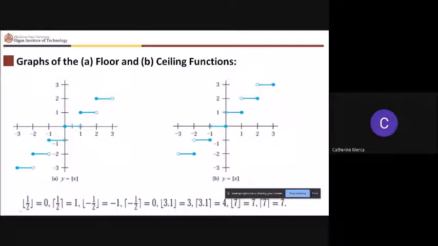Kanina pod, if you take a look at negative 1/2, ang floor function. Asa man ang mas gamay value? Di ba negative 1. So, tanang value diri, ang iyahang floor function is negative 1, padulong diha. Appeal ang 0, padulong diha. We call that your step function also. Ang floor and ceiling functions are also called step functions.